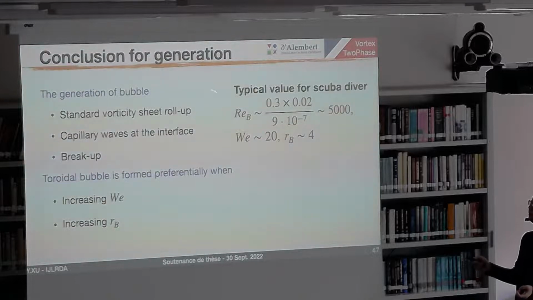So as a conclusion for the generating part, we think the generation contains mainly three mechanisms. The first is a standard vorticity sheet roll-up. The second is a capillary wave generating at the interface of the bubble, and the third is a breakup of the bubble. And the toroidal shape is always preferentially formed when we increase the Weber number and the bubble size. The typical value for a scuba diver is around Weber number equal to 20 and RB equal to 4, which is in good agreement with our DNS results.